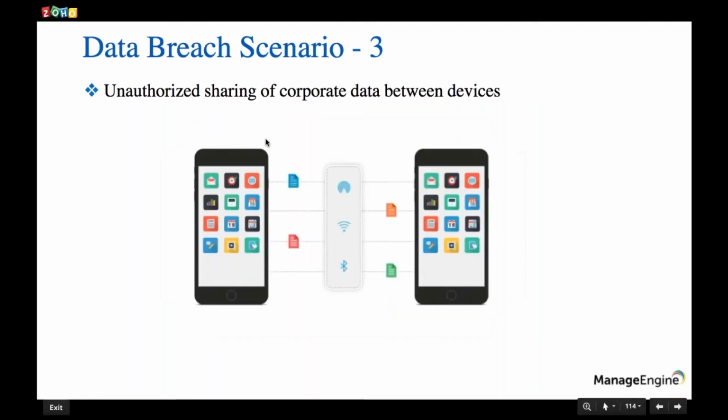The other scenario for data breach is unauthorized sharing of corporate data between devices. All of us have shared images of documents to another device when necessary. We've also airdropped these documents to another device. All of these cases become a problem when the device that we are sending this data to is unmanaged.